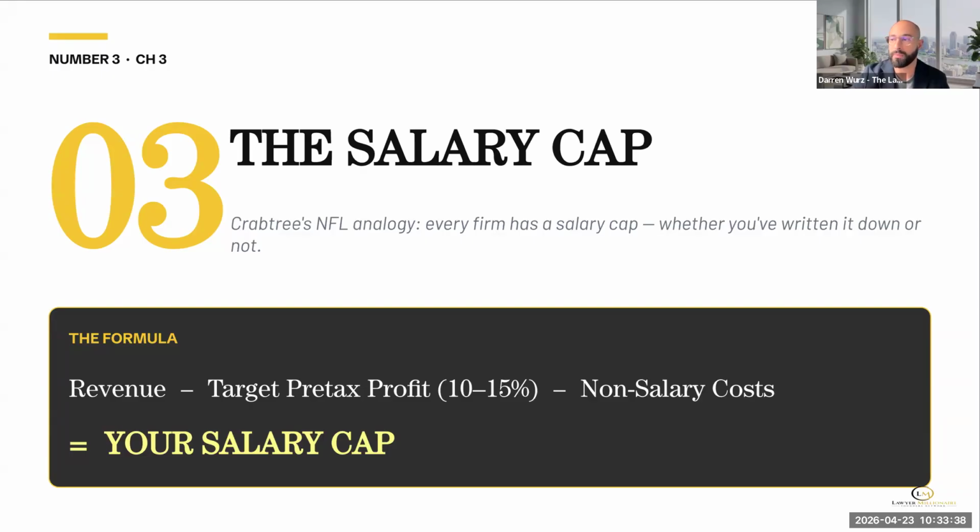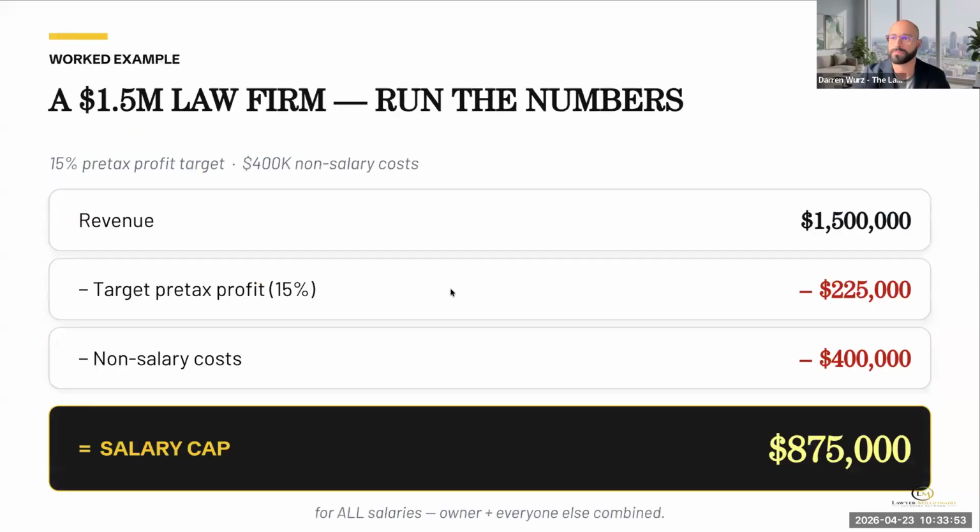The formula for salary cap, we could think about it this way: revenue minus your target pre-tax profit. We want to make sure we've got that in there, minus your non-salary costs, everything else. There's your salary cap. Let's look at some examples. If you have a law firm doing 1.5 million, you have a 15% pre-tax profit and $400,000 in non-salary costs, your salary cap might be 875,000.